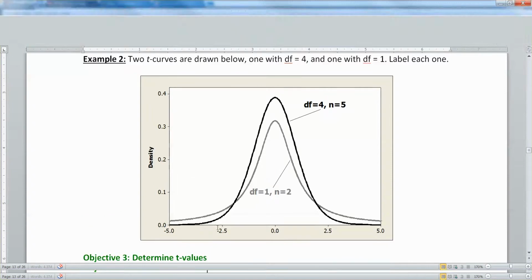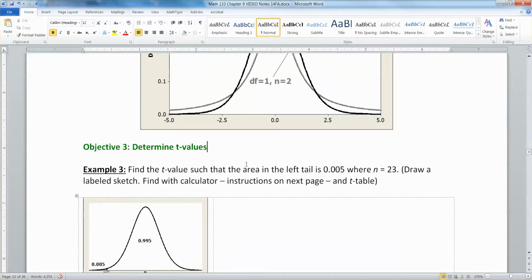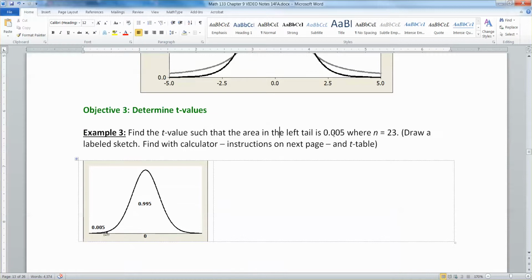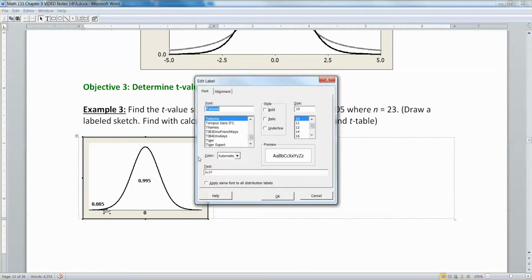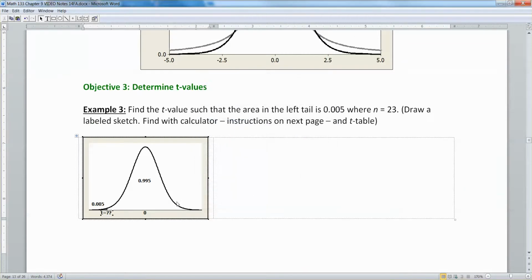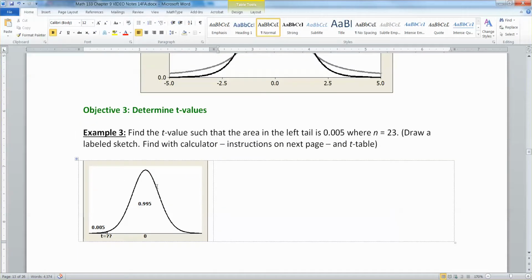Now we're going to determine our t values. We're going to find the t value such that the area in the left tail is 0.005, where n equals 23. We're going to draw a labeled sketch, which I've already drawn here, and find the value with your calculator. So you draw a t-curve. A t-curve, when you draw it by hand, looks pretty much like a normal curve. It isn't a normal curve, but it looks like one. It technically has fatter tails than a normal curve and a shorter peak.